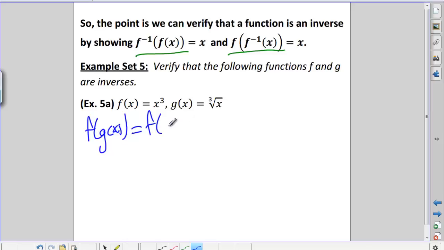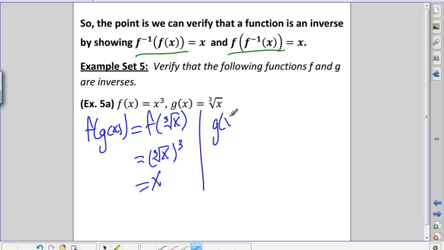So f of g, that's f of the cube root of x, which ends up being the cube root of x, cubed, which if you cube a cube root, that cancels out and you just get x. So there's one way. Now we need to verify the other way as well.